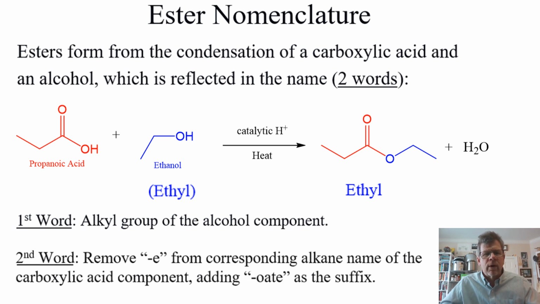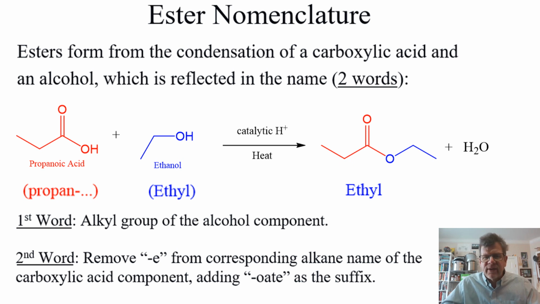The second word is where we go back to IUPAC a little bit, and we have to look at the carboxylic acid pretty closely. Well, how many carbons are in this carboxylic acid? Way over here on the left, I see 1, 2, 3. And indeed, this is known as propanoic acid. If it were a three-carbon alkane, it would be propane.